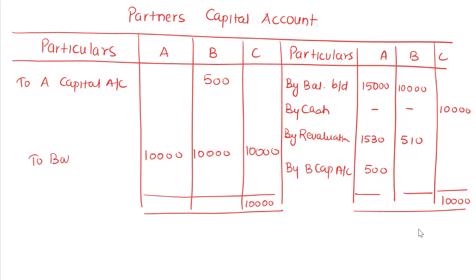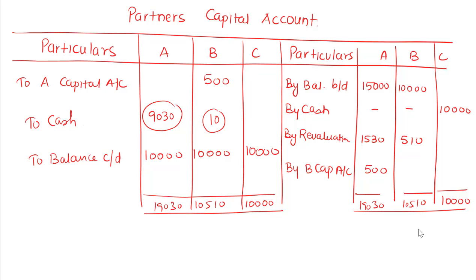So to balance carried down, extra capital should be withdrawn or brought in. So over here extra capital is there, 19,030, 10,510. 19,030 minus 10,000, 9030. 10,510 minus 10,000 minus 500, so 10.